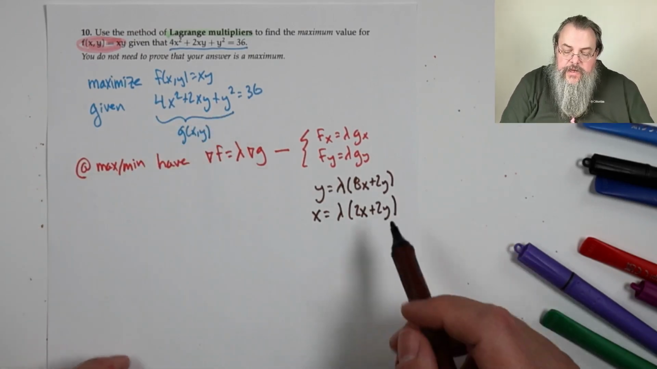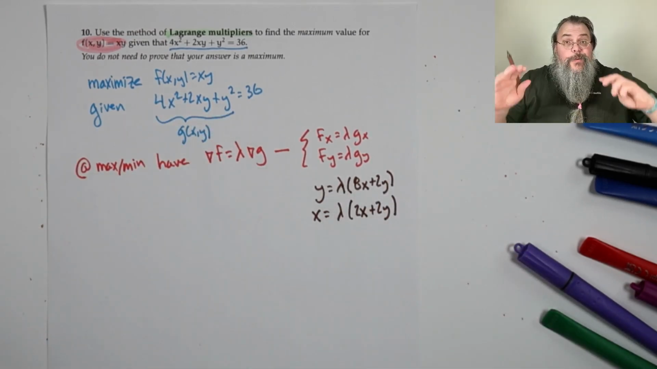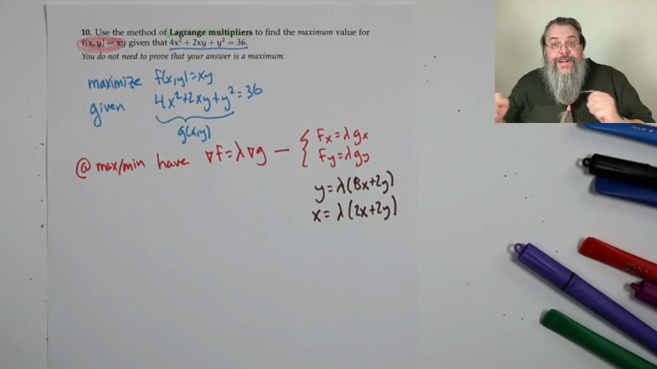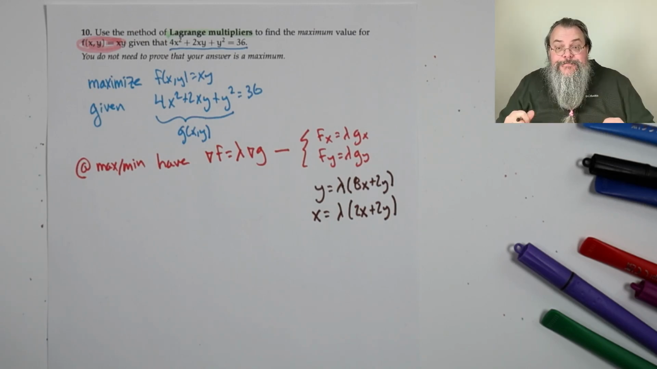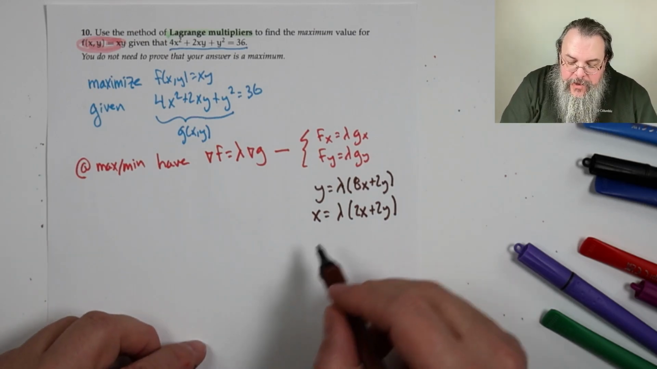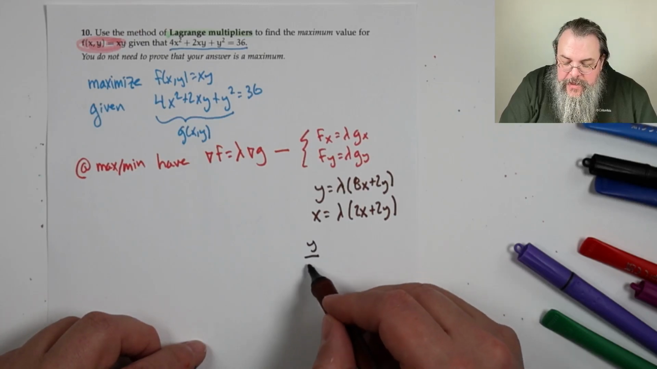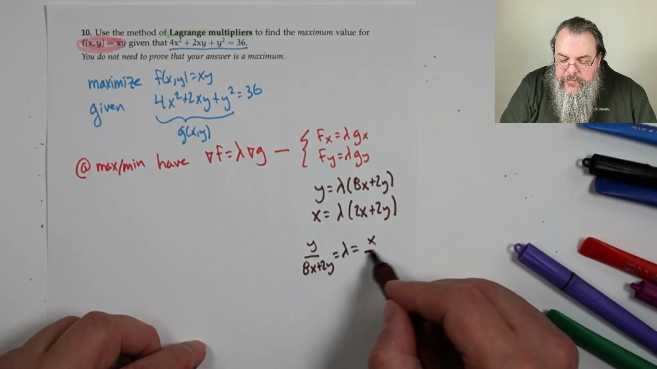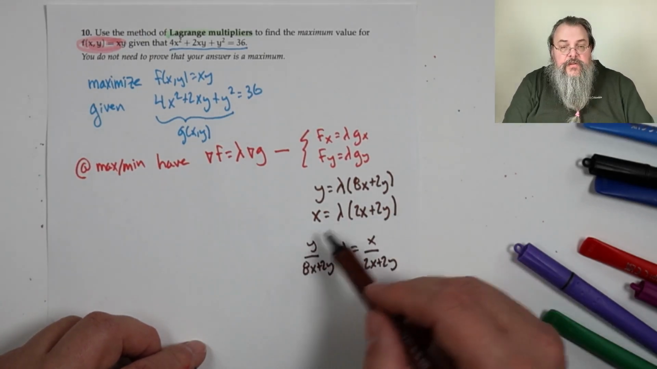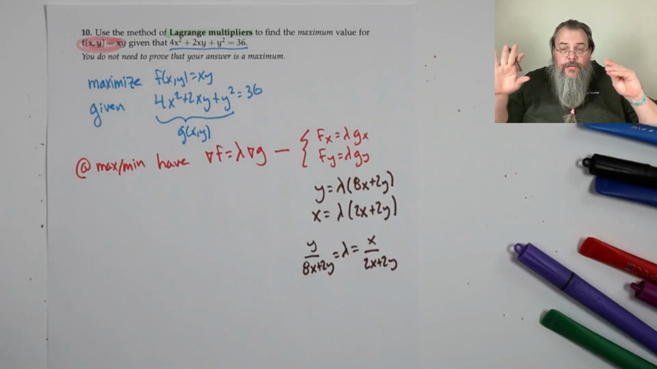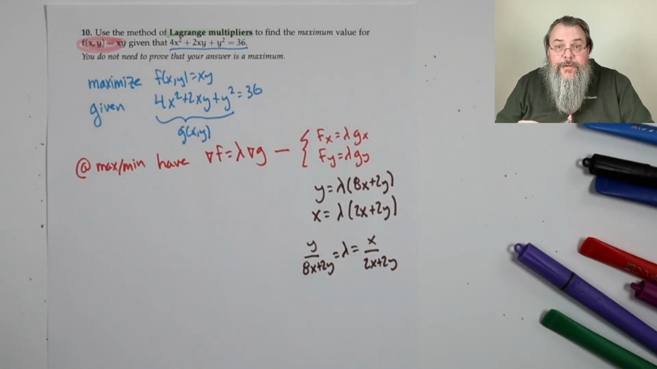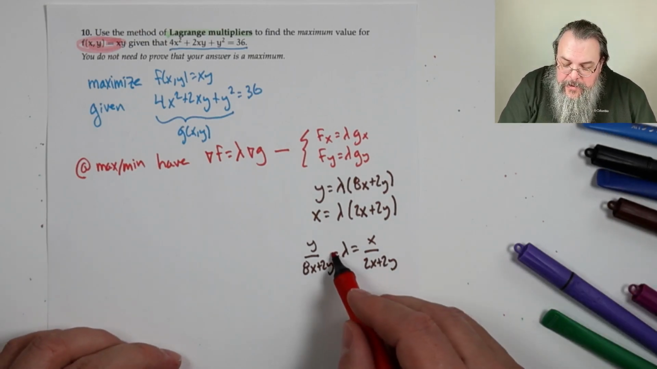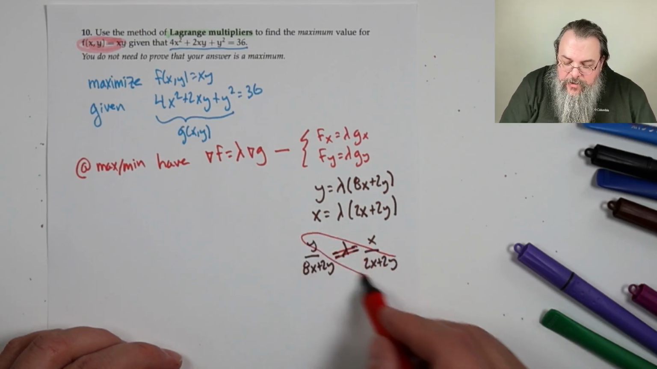All right, so here we have the equations. Now, we don't care about lambda. So here's the beautiful thing: when in doubt, solve for lambda. What does that mean? Look at this: y divided by 8x plus 2y is lambda, but it's also x over 2x plus 2y. I just solved for lambda. And don't worry about division by zero, because the next step says it doesn't really matter: ignore the lambda and cross multiply.